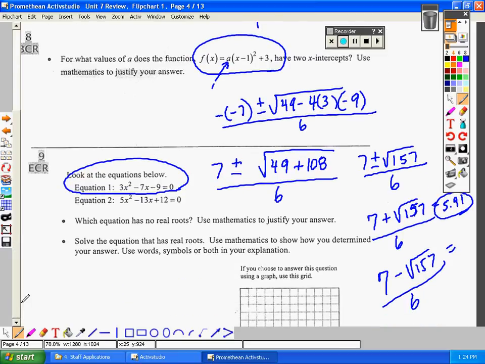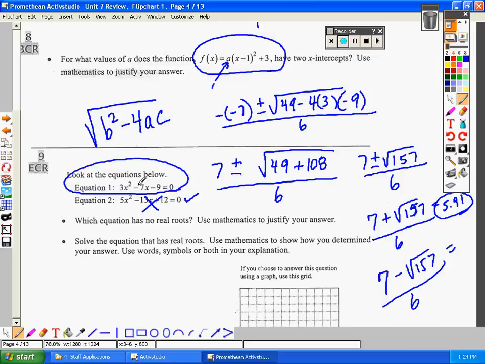To know which one has no real roots, we're going to put them both into the discriminant part of the quadratic formula. So I take each of these and I do b squared minus 4ac, solve it out, and whichever one is positive is going to have 2 real roots. Whichever one is negative is going to have no real roots. So when you put this one in, it has no real roots.